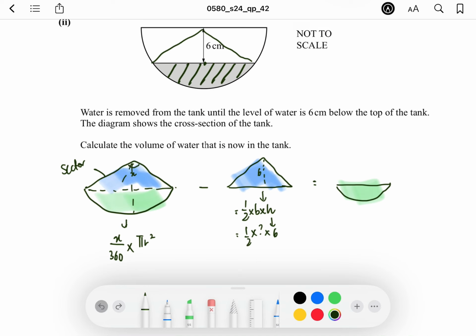So we put the dimensions in. Let's put the dimensions in. So that means we know this is 12. We know this is 12. And we are given that this is 6.